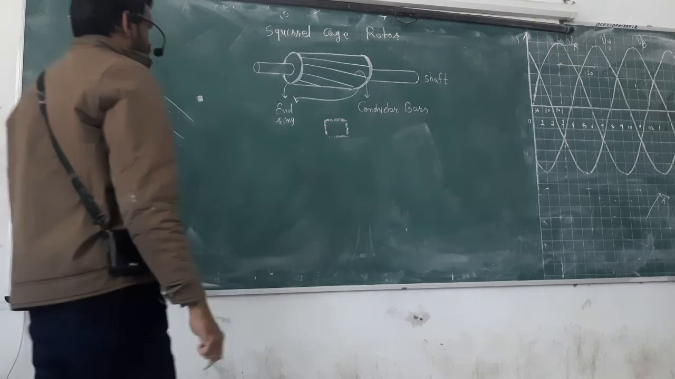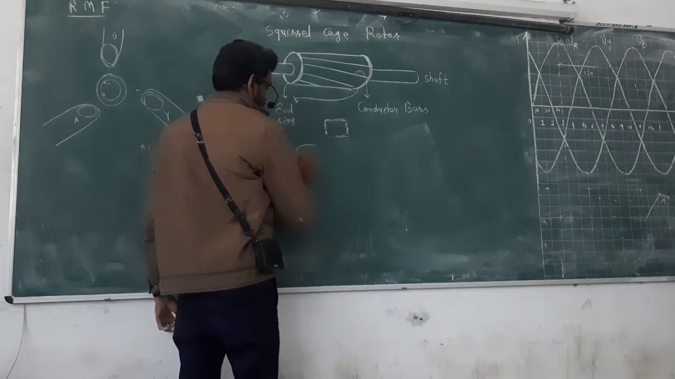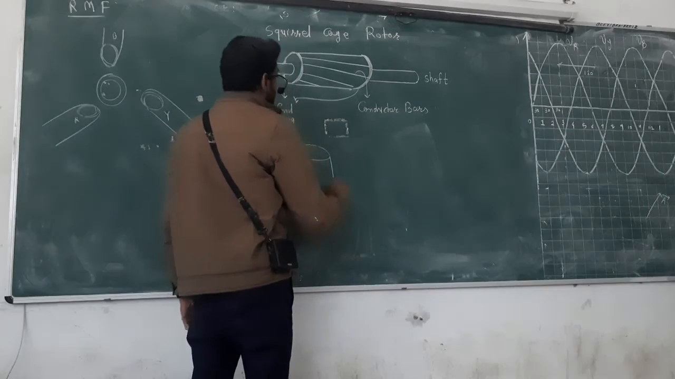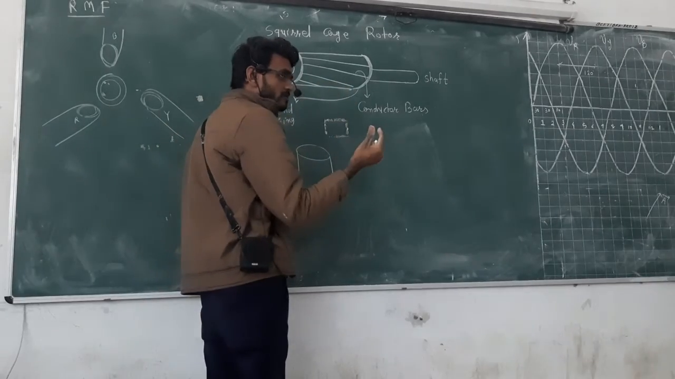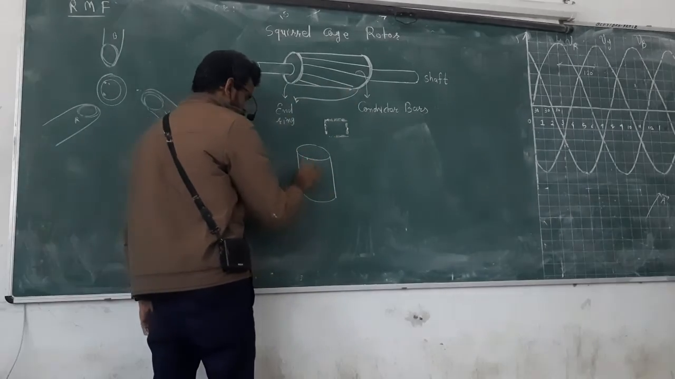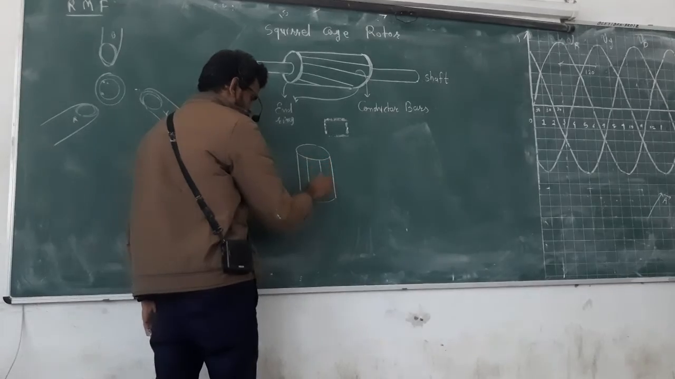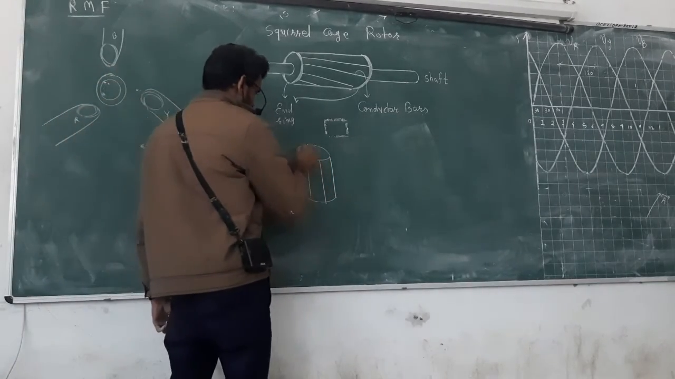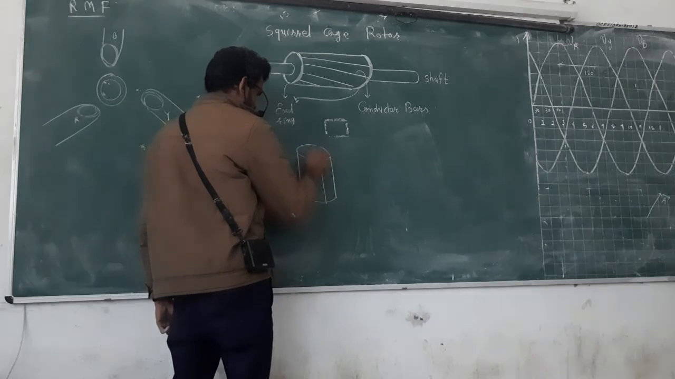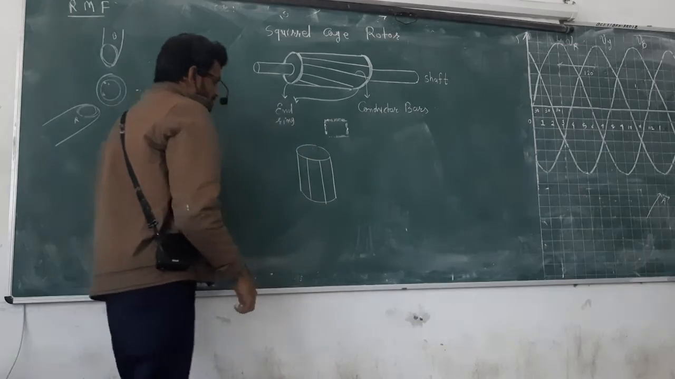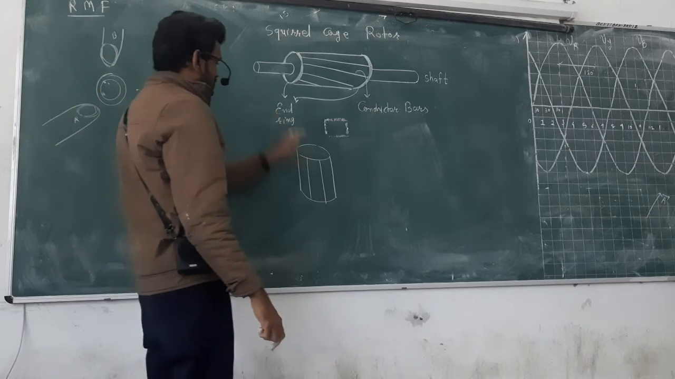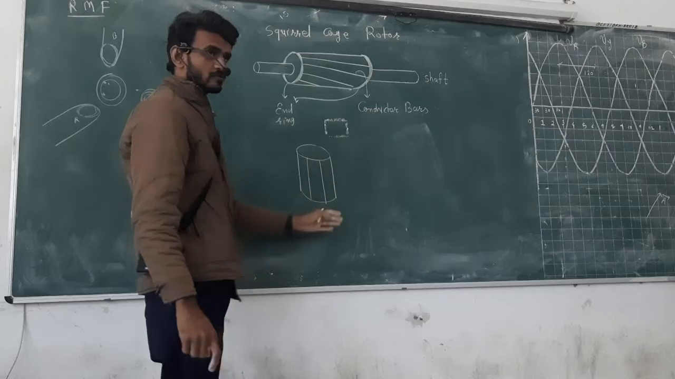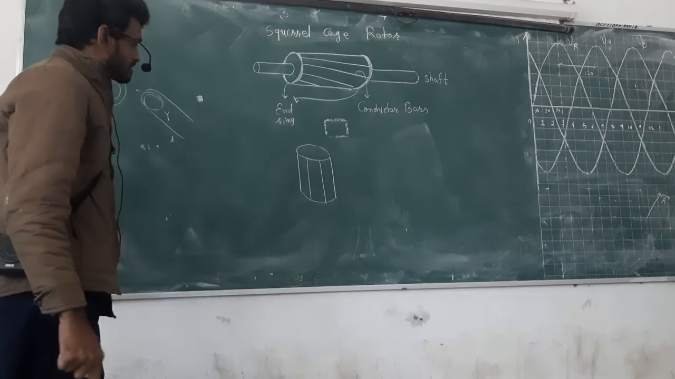And if I draw this structure, the bars are skewed a little bit, but if I draw it very straightforward, parallel, something like this. So this is the structure of the squirrel cage rotor, and it looks like a cage. That's why it is called squirrel cage rotor. Now what will happen?